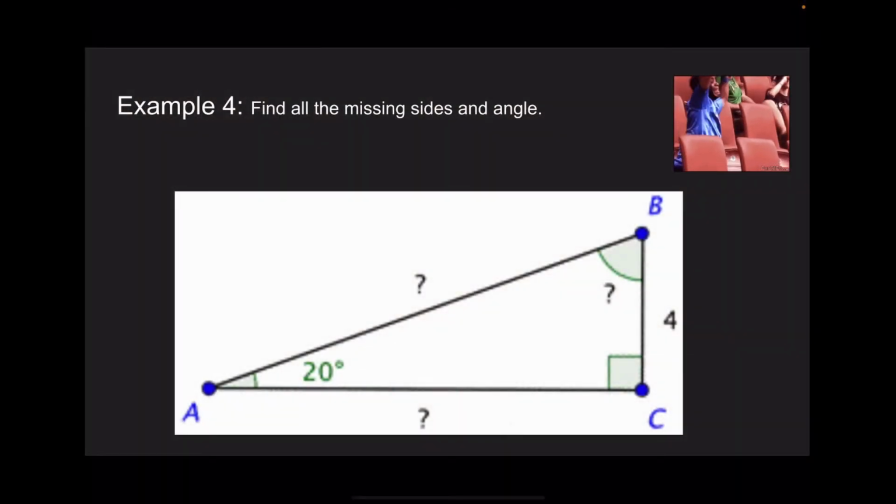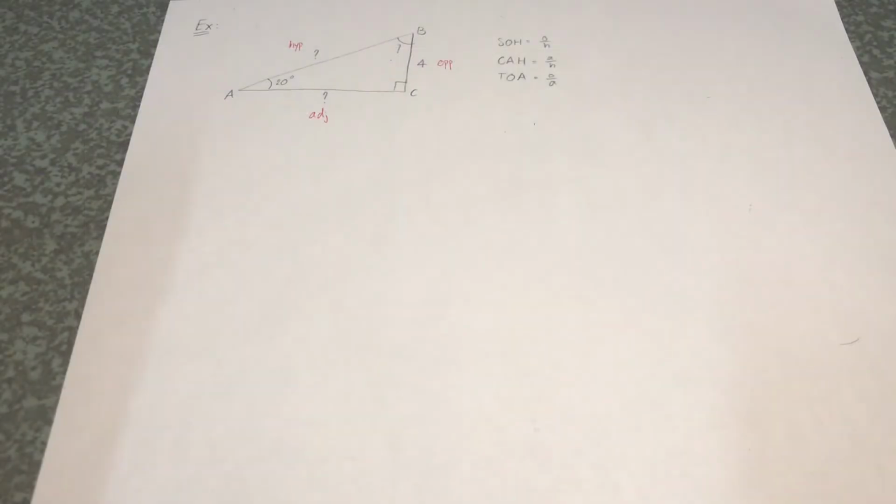Example 4. Find all missing sides and angles. Alright, we finally come to the last question. The problem wants us to find both the missing sides and the angle. It's optional to find the missing sides or the angle first, but I will choose to find the sides first, starting with the hypotenuse. I already know the opposite side, or side A, which is 4.